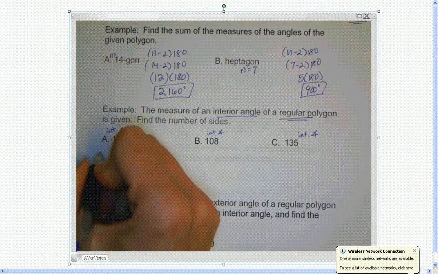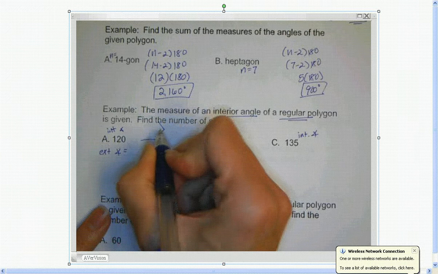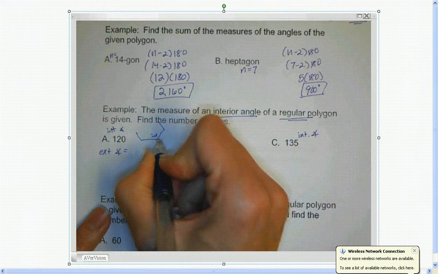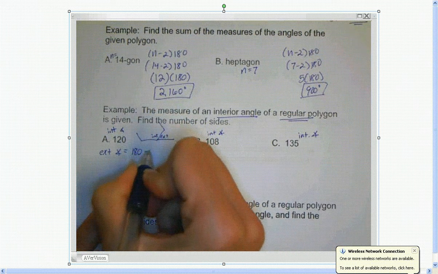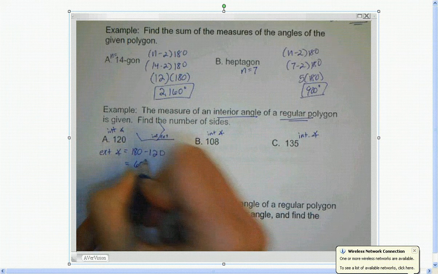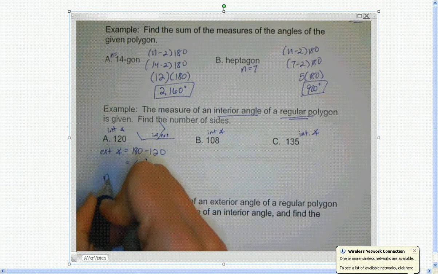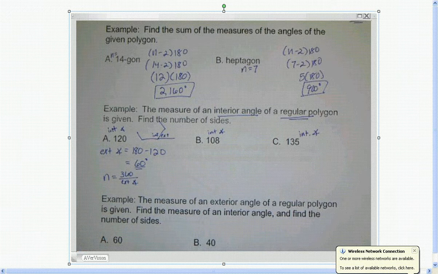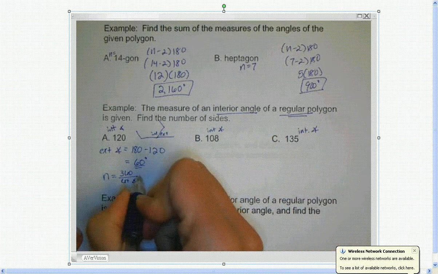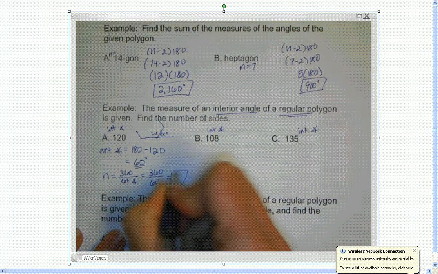To find the exterior angle, use the fact that if I have a polygon drawn, here's your interior angle, here's your exterior angle, they're a linear pair. So I'm going to go 180 minus 120, which is 60 degrees. So our exterior angle is 60 degrees. Now I'm going to find the number of sides. To find the number of sides, go 360 divided by the exterior angle. But this only works if it's a regular polygon. So I'm going to go 360 divided by 60, which is 6.